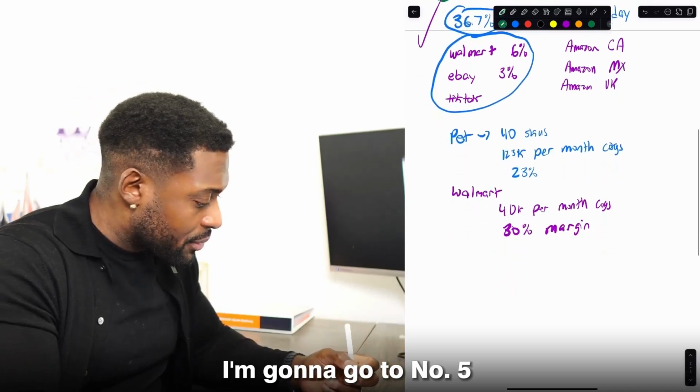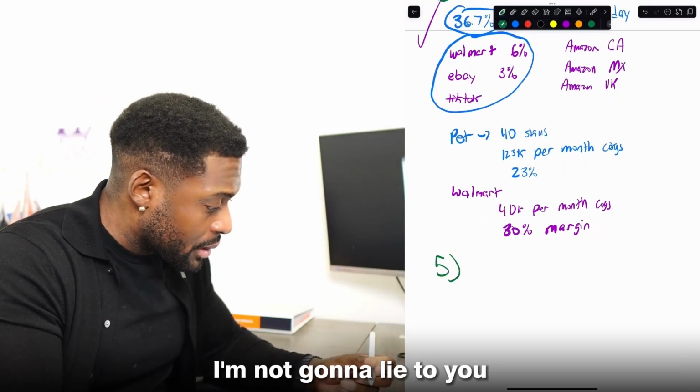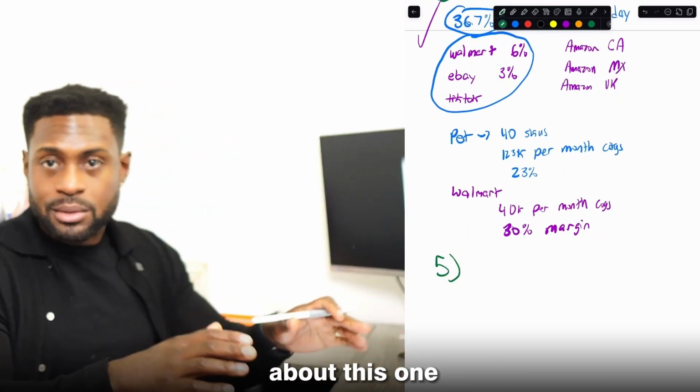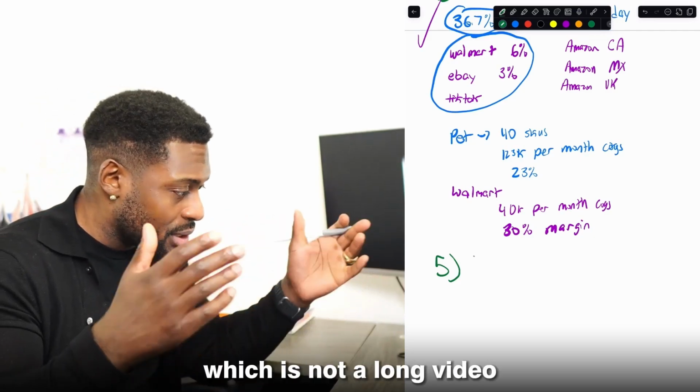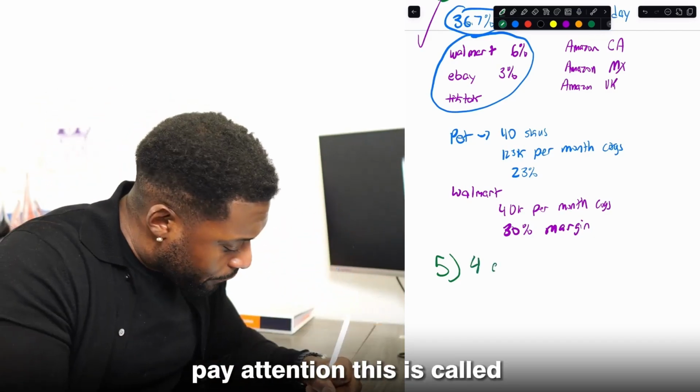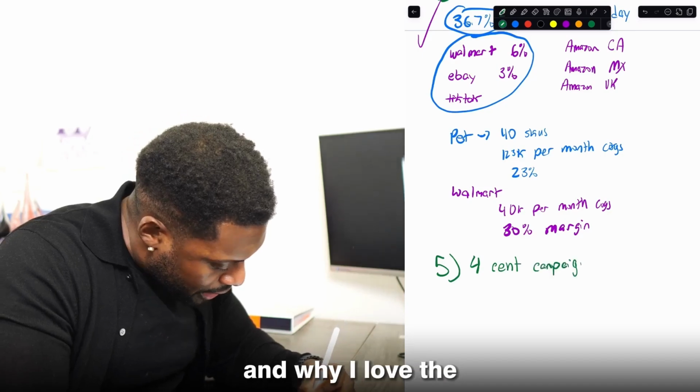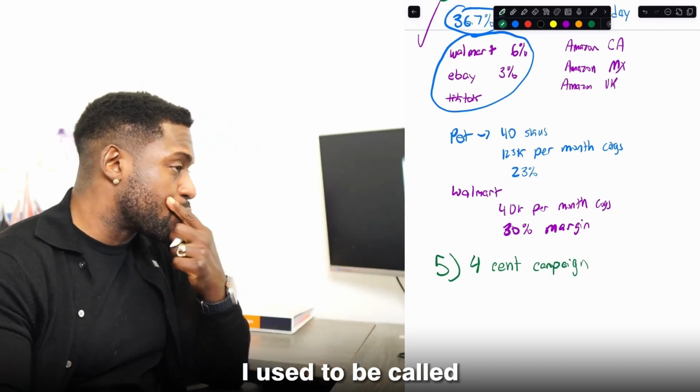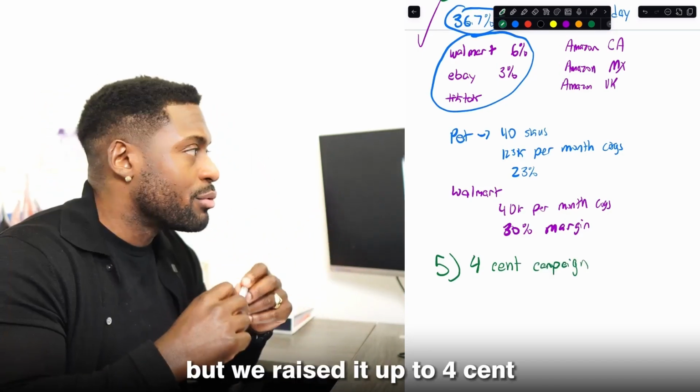Now I'm going to go into number 5. Now I love number 5, man. I'm not even going to lie to you. I love number 5, and nobody talks about this one. So if you've made it this far in the video, which is not a long video, pay attention. This is called a 4-cent campaign. And why I love the 4-cent campaign, it used to be called a 2-cent campaign. That's what we learned it as. But we raised it up to 4 cents.